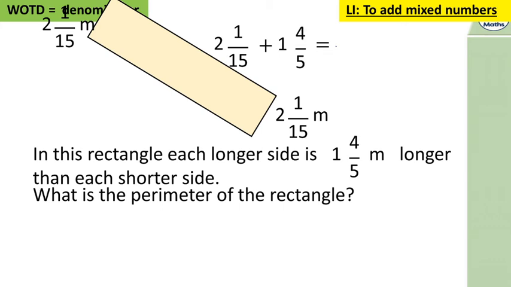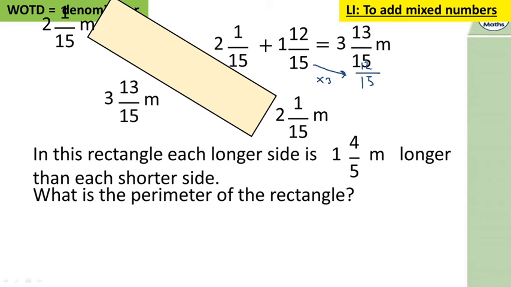1 4/5, if I just show you that, so we need to make the fifths into 15ths to add them. 5 times 3 is 15. Where you do to the bottom, you do to the top. So 4 times 3 is 12/15. So we're doing 2 1/15 plus 1 and 12/15. So add those wholes. 2 plus 1 is 3. Add those fractions. 1 plus 12 is 13. So 3 13/15 of a metre.